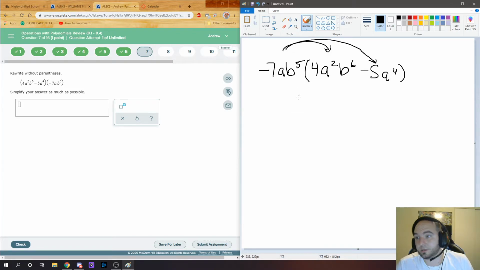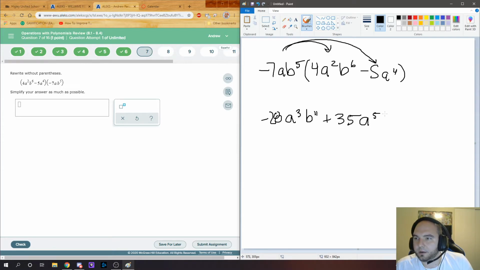There's a lot of letters and numbers jumbled up here, so be careful. Let's take it one piece at a time. Negative 7 times 4, negative 28. A times a squared, a to the third, b fifth and b sixth, b to the 11. Then you got negative 7 times negative 5, which is positive 35. A times a to the fourth is a to the fifth.